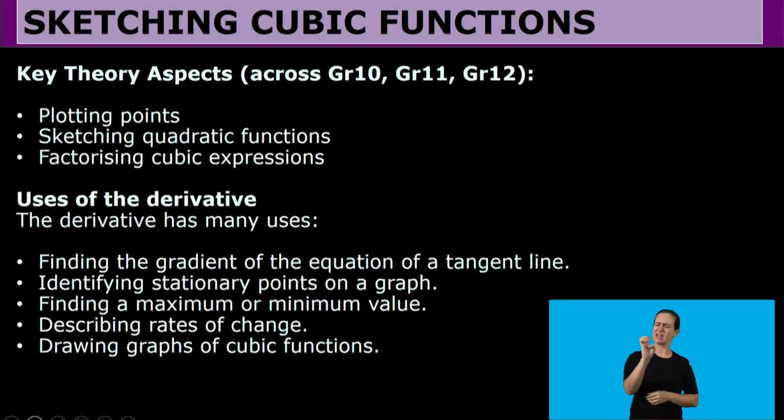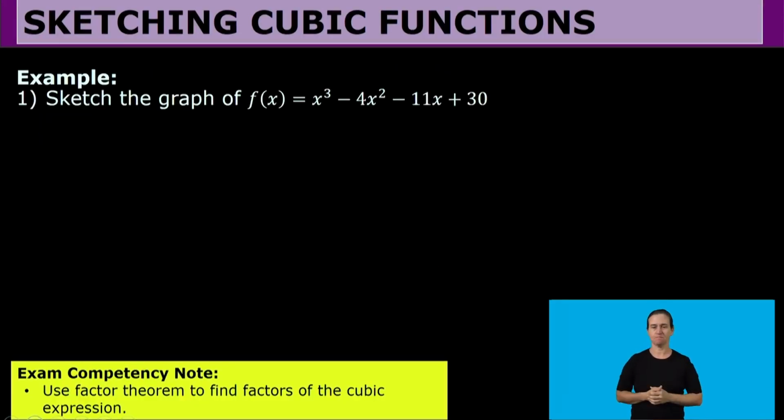Remember, when we talk about derivatives, there are many uses. We've already seen in a previous lesson where we found gradients and looked at equations of tangents, but it also has many important applications in cubic functions. It helps us to find stationary points. It helps us to find maximum or minimum values of graphs. Describing rates of change is a concept we look at when we discuss optimization. And it also helps us to draw the graph of the cubic function correctly by following the steps for finding the stationary points. So let's have a look at our first question.